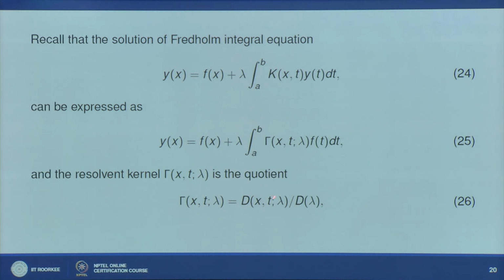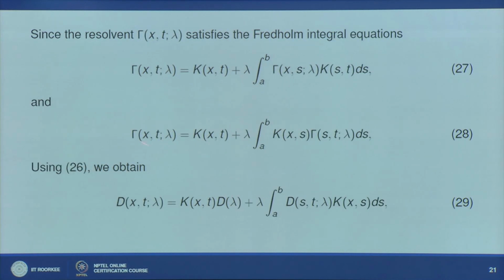So then we try to find out the expression satisfied by D(x,t;λ), and we have seen that if Γ(x,t;λ) satisfies these Fredholm identities, then you can say that D(x,t;λ) satisfies equation 29. So this is an integral equation satisfied by D(x,t;λ), and with the help of equation number 29 we try to find out D(x,t;λ).